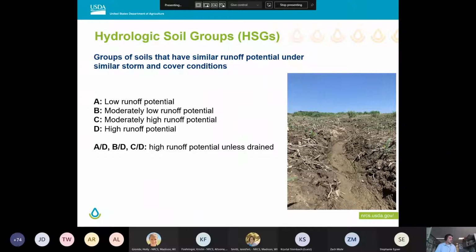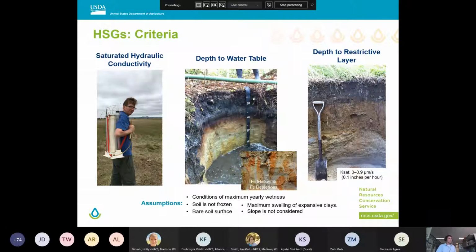So there's 4 groups. There's also these dual classification groups, which I'll talk about a little bit more. And the way these groups are determined is looking at that saturated hydraulic conductivity that Kristin talked about, the depth to the water table, and the depth to the restrictive layer. So a lot of times when I see people using hydrologic soil group data inappropriately, I just point them to these properties and I say, just pay attention to these properties and not the specific groups that seem kind of arbitrary to me. So I did mention these assumptions. I won't list them off.